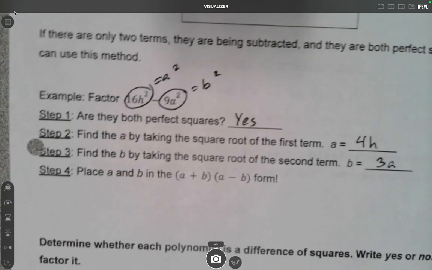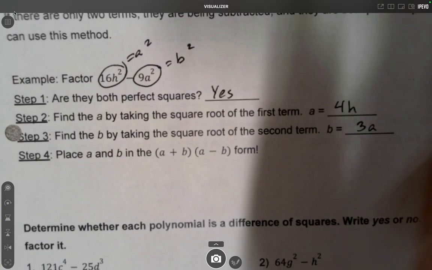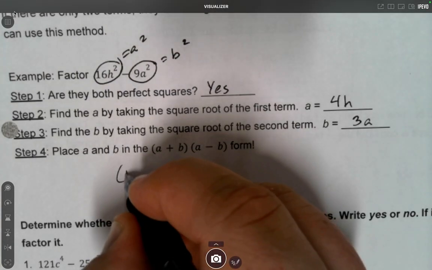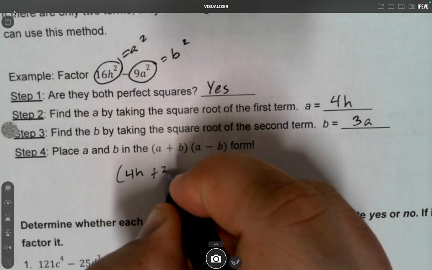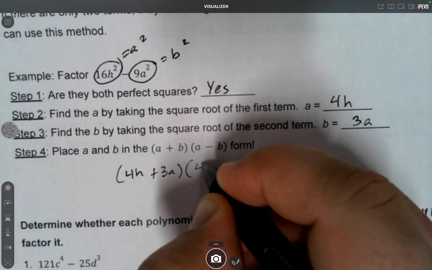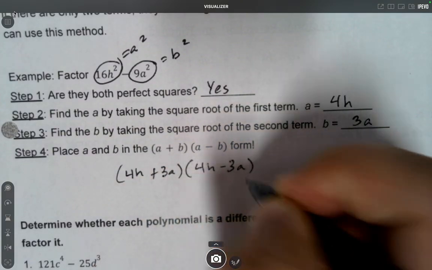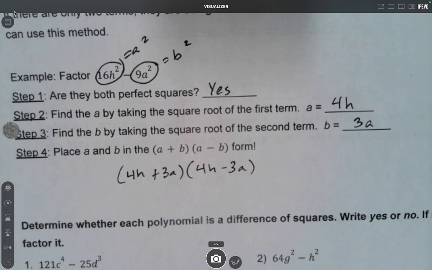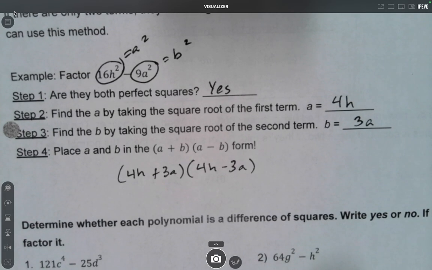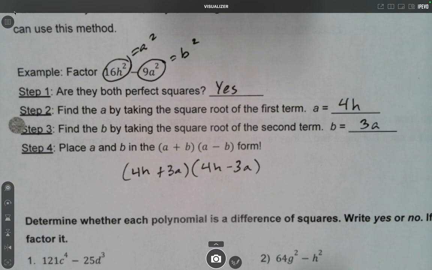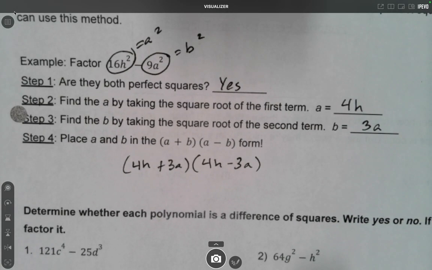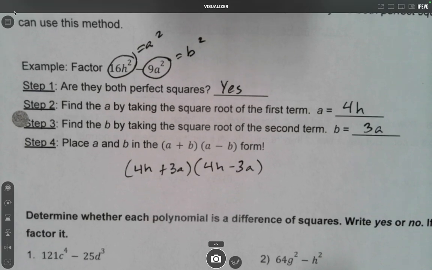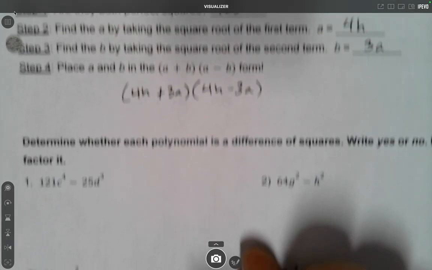Now we place a and b in this form: 4h plus 3a, 4h minus 3a. And it doesn't matter if you have the plus in the first parentheses and the minus in the second, or vice versa. You do need one of each, but it doesn't matter which parentheses it shows up in. All right?